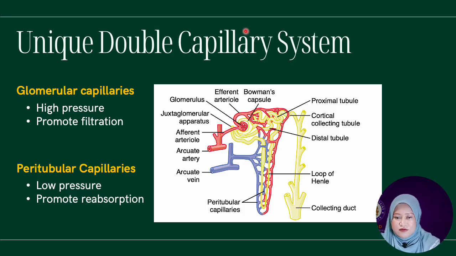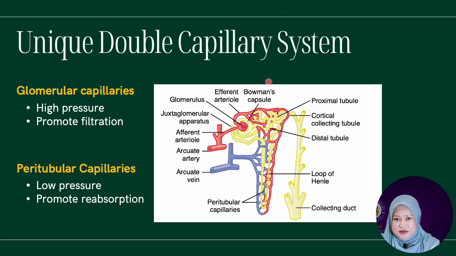In the kidney, blood flows from the afferent arteriole into the glomerular capillaries, then into another arteriole, the efferent arteriole, and then before entering a second capillary network. So the first capillary bed, the glomerulus, operates at relatively high pressure. So this high pressure is essential because it pushes fluid out of the capillaries and into Bowman's space. In other words, it promotes filtration.